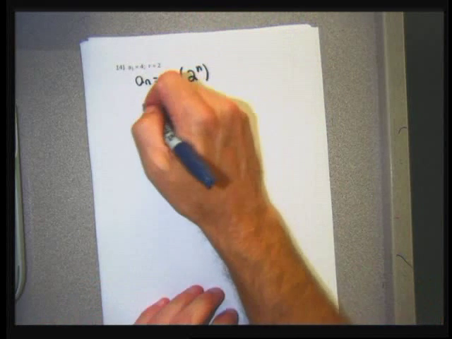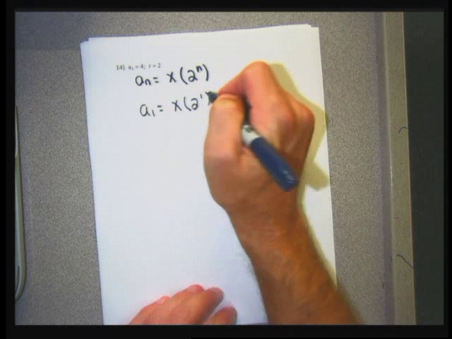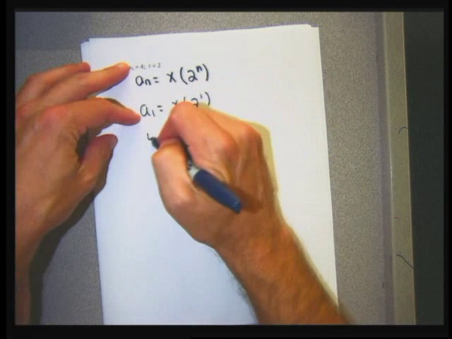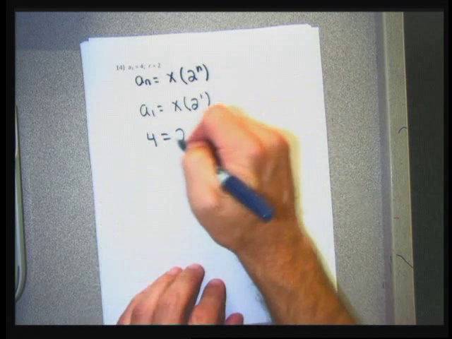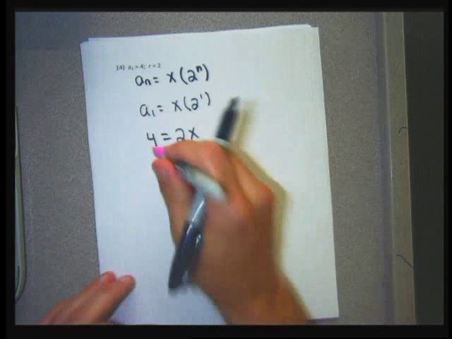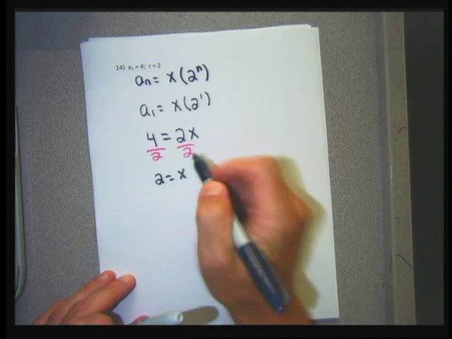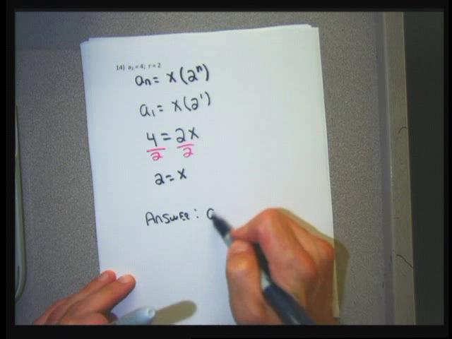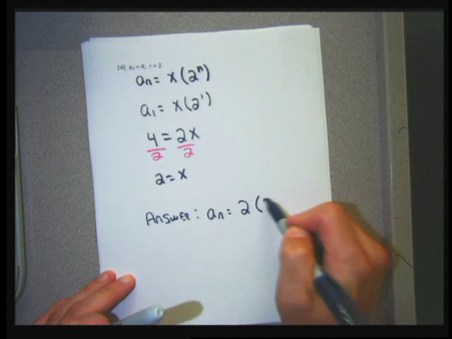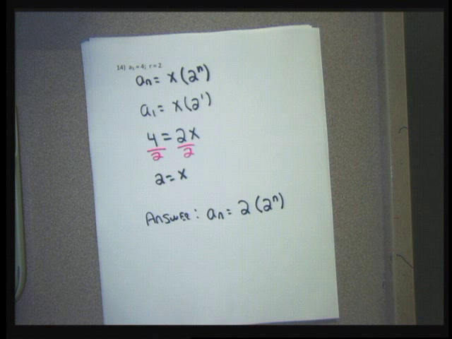Now I'm going to put in 1 for the n and get a sub 1 equals x times 2 to the first power. I'm going to replace the a sub 1 with what it's equal to, 4. I'm going to rewrite this side as 2x because this is really just x times 2, which is 2x. I'm going to divide both sides by 2, and I get 2 equals x. So my answer, or an answer that's correct, is this formula, a sub n equals 2 times 2 to the n power, will generate a sequence whose first term is 4 that has a common ratio of 2.